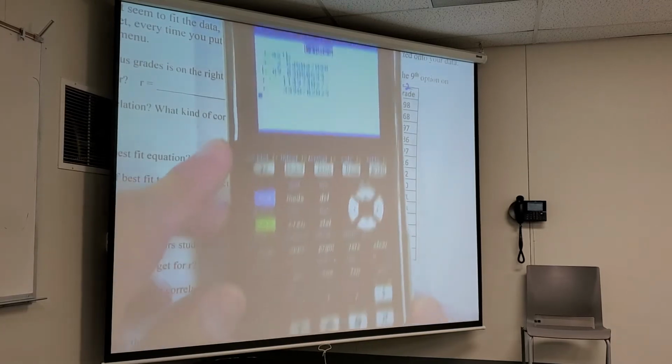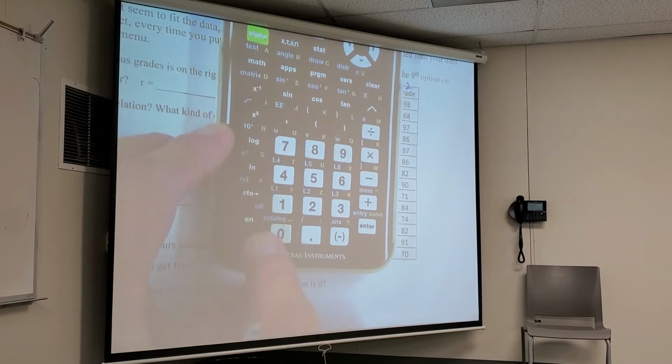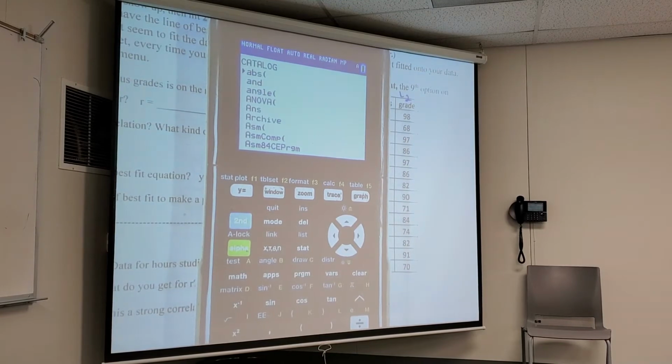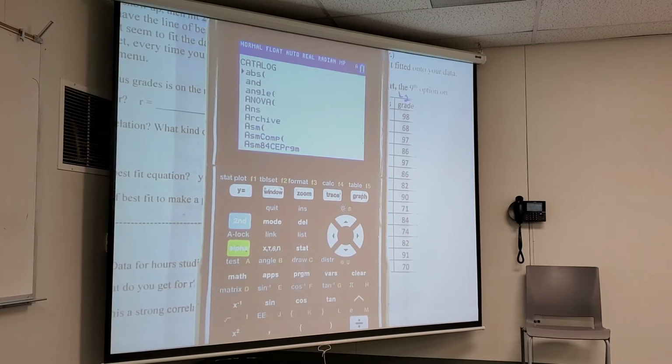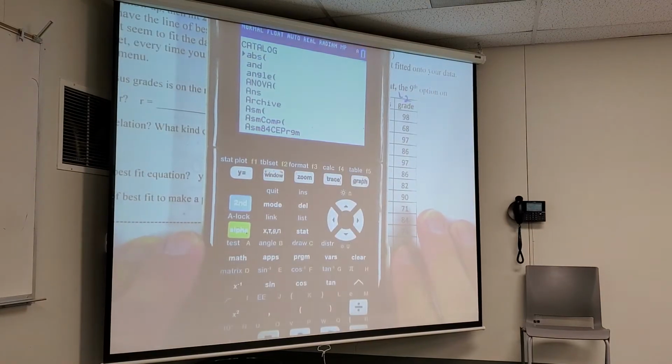So if you don't have it showing up, hit second, 0. See how it says catalog? It's every frickin' thing the calculator can do. So the very first one, for example, is taking the absolute value of something, right? Okay. So I want you, everybody who has this list that needs it, that doesn't have the R showing up.